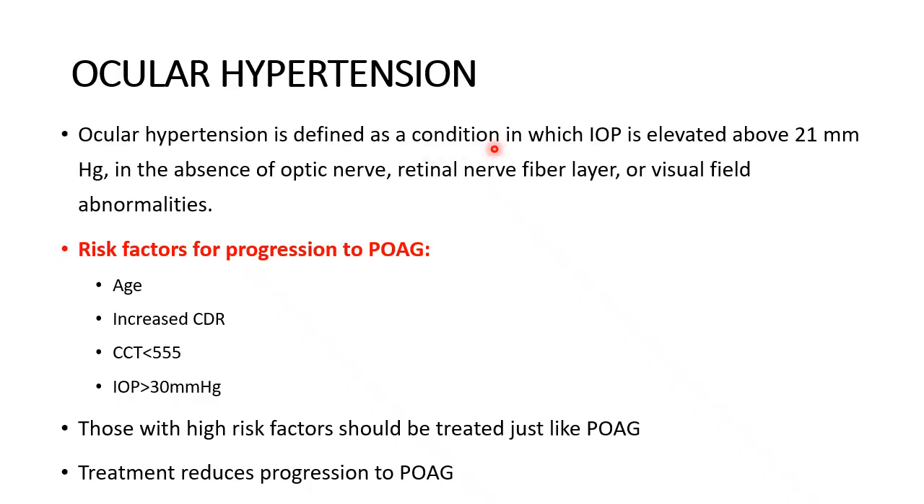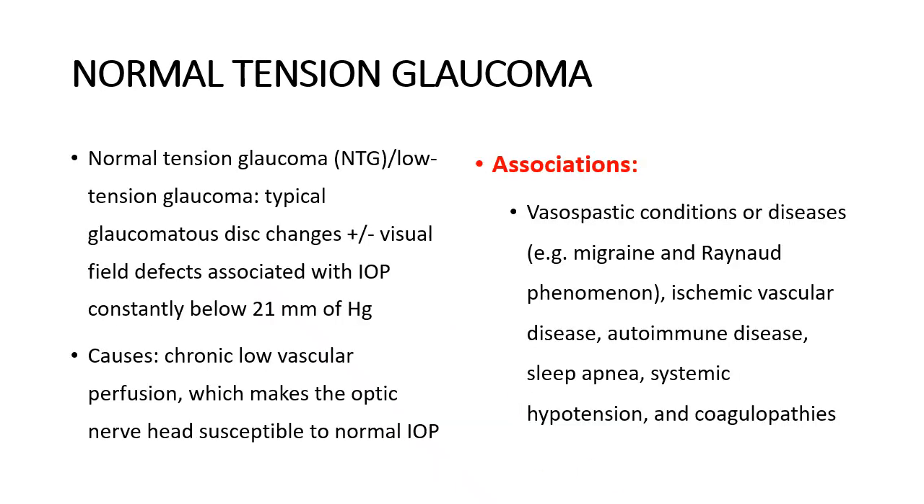So ocular hypertension is defined as a condition in which the IOP is elevated above 21 in the absence of optic nerve, RNFL or visual field abnormalities. There are certain risk factors for progression of ocular hypertension to full-fledged open angle glaucoma, that is increased age, increased CD ratio, a thin cornea, CCT less than 550, and persistently elevated IOP above 30 mmHg. Those with any of these high risk factors should be treated just like POAG. The treatment reduces its progression to full-fledged POAG or primary open angle glaucoma.